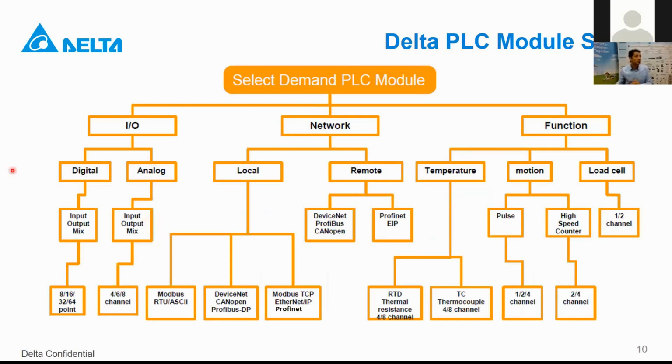So here you need to choose a module for digital or analog I/O. We need to choose maybe network communication modules if needed in the project, remote I/O or local master-slave communication, or it can be also function-based modules like temperature controller, motion controller, or load cell controller, weight controller. So we have different modules. So it depends on your application. You should customize your configuration.